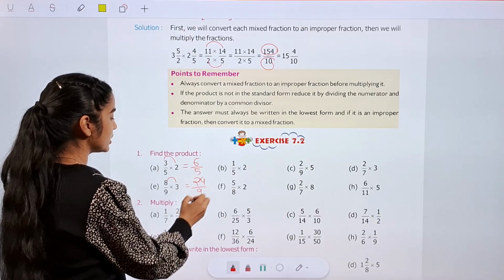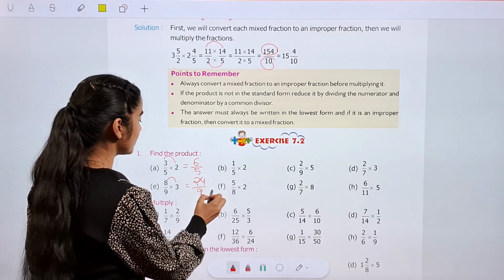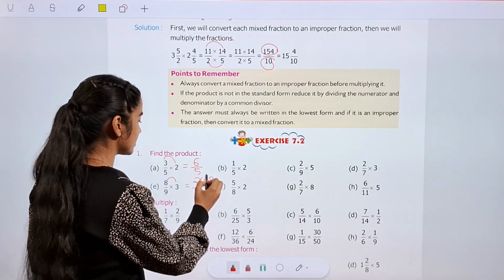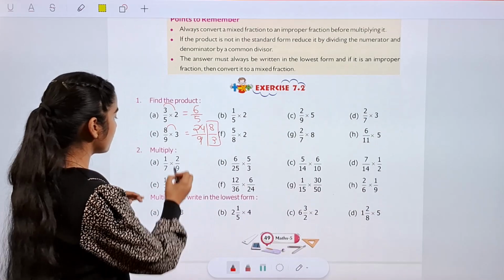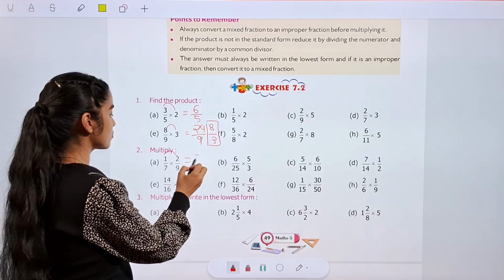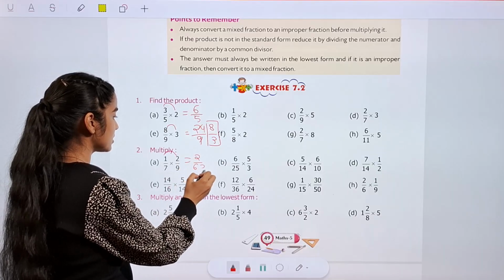It will be converted into lowest form, 3 by 8. This is the lowest form answer. Now we have to multiply two fractions together. So 2 and 7 9s are 63.